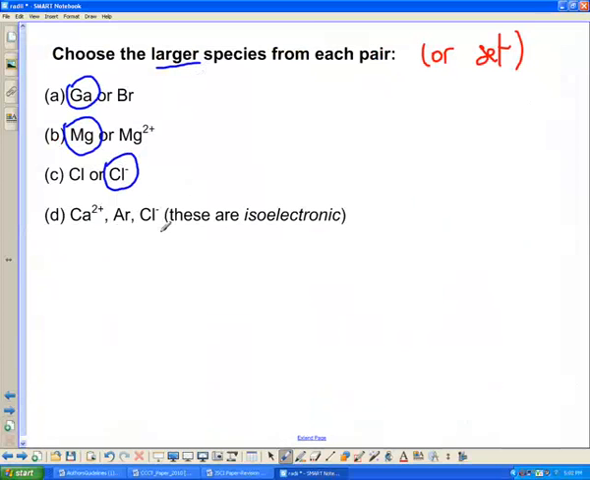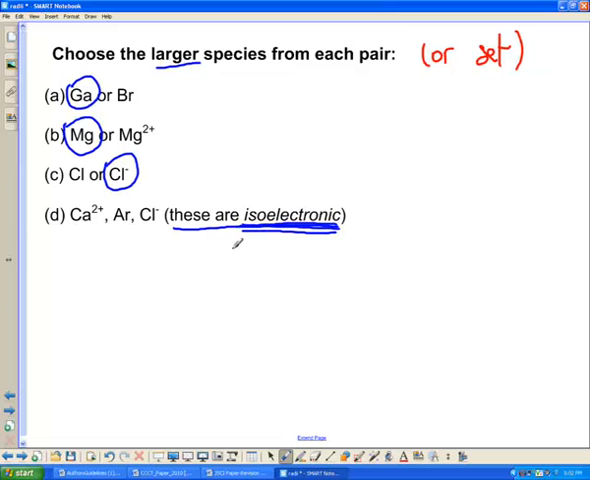Now, this last one is a little bit more complex. Choose the larger species. In this case, it should say largest. Calcium 2+, argon, or chloride. And the question says these are isoelectronic. Now, what do you think iso means? Well, iso as a prefix means same, as in isomer or isotope. Isotopes have the same number of protons but different numbers of neutrons. Isoelectronic, what do you think that means? Well, it means same number of electrons.